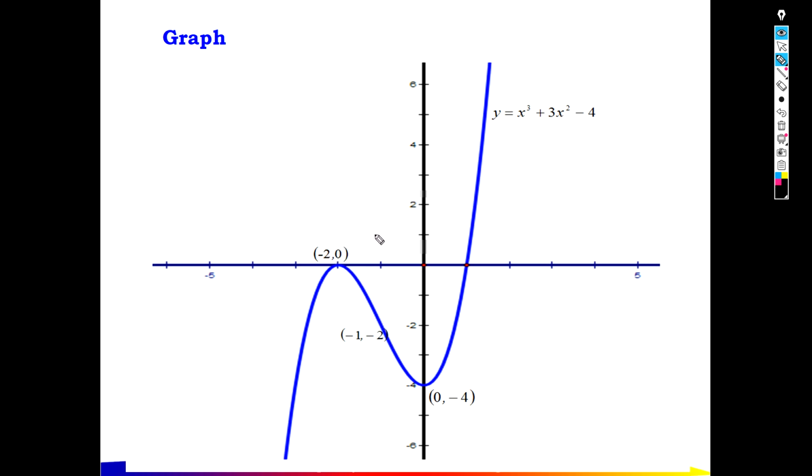Okay, so for the intercepts of the function, you label x equals 1, y equals 0. You label the x-intercepts, and then the y-intercept 0, negative 4, the inflection point negative 1, negative 2, and here the cubic function y equals x cubed plus 3x squared minus 4. Okay, settle.